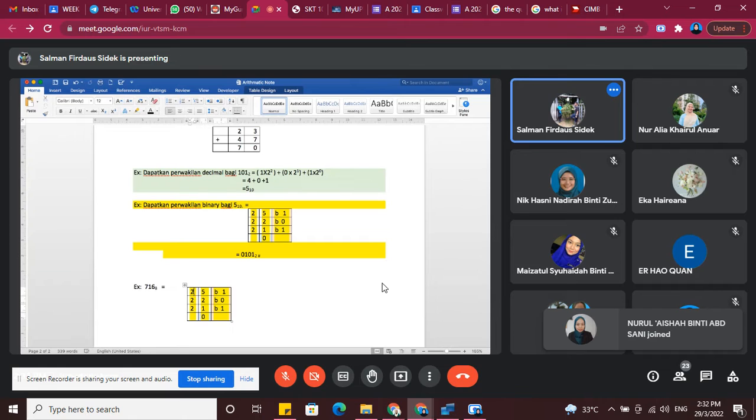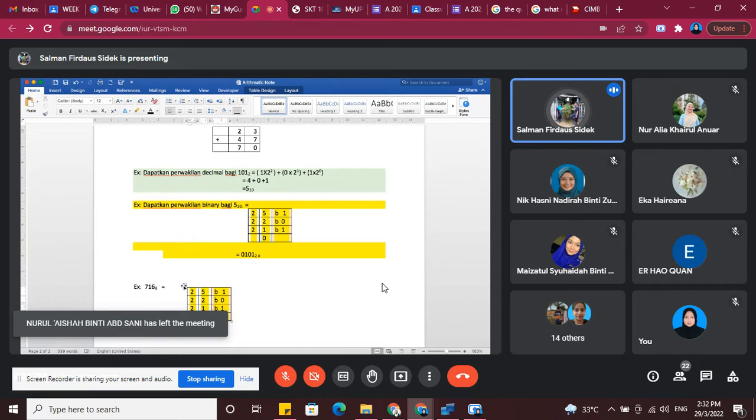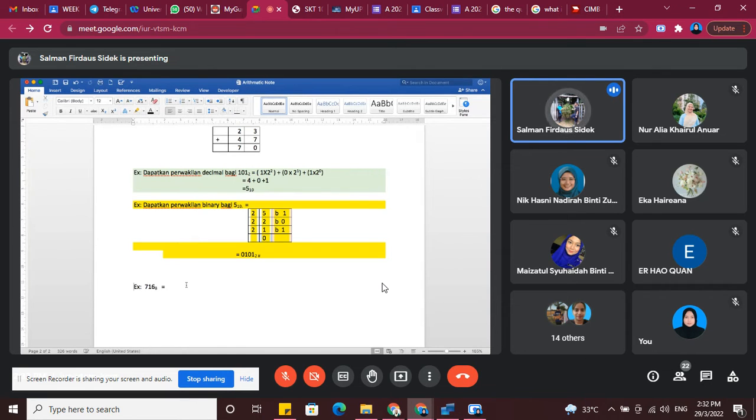Okay, the technique that we use to convert octal to binary is by using this: 1 digit of octal is equal to 3 bits, or 3 binary digits lah. Binary digit ataupun 3 bits. 3 bits.